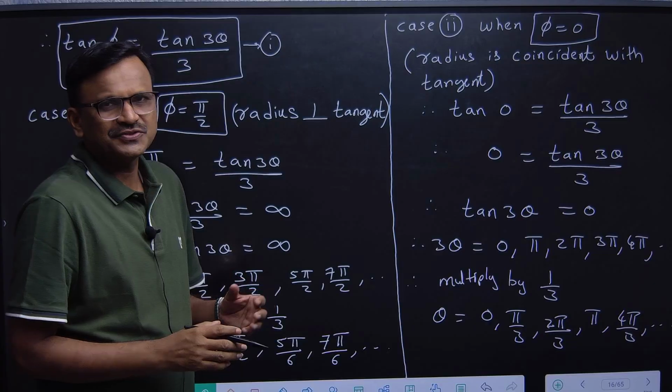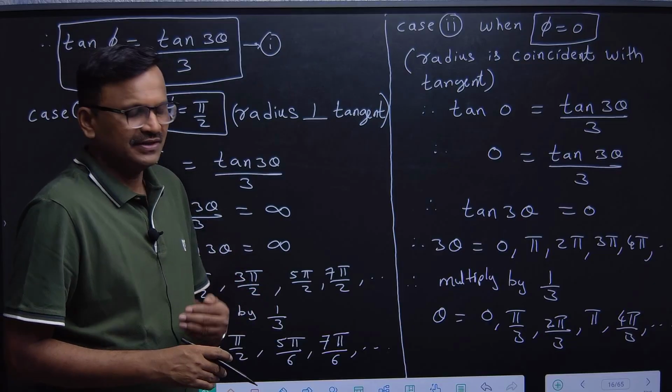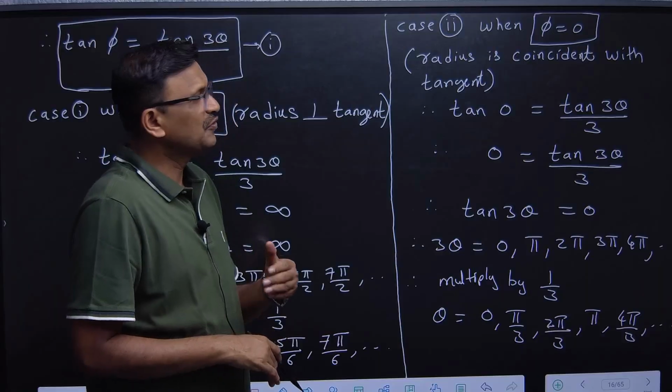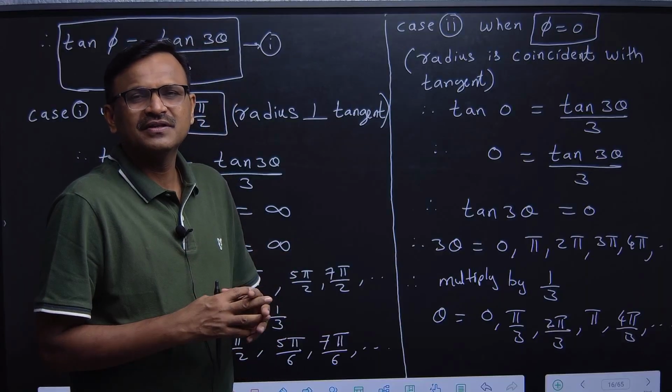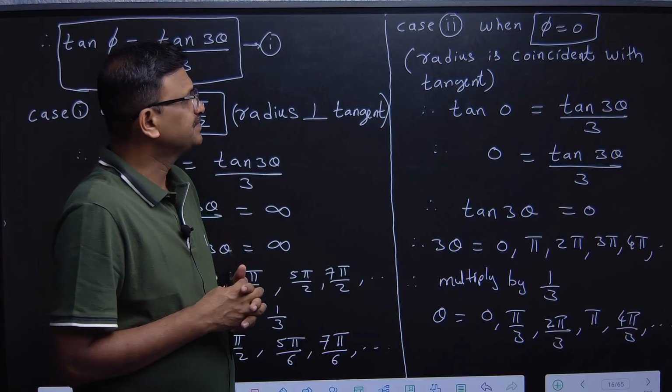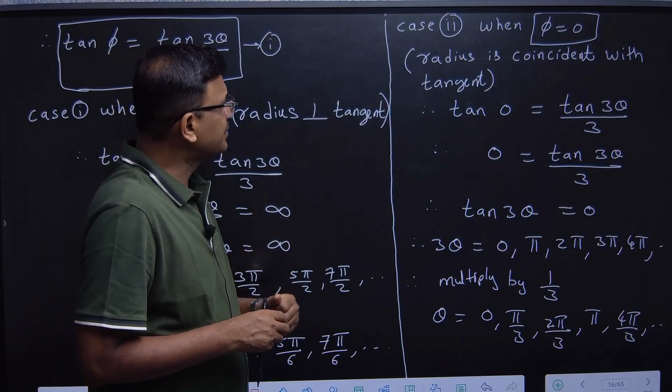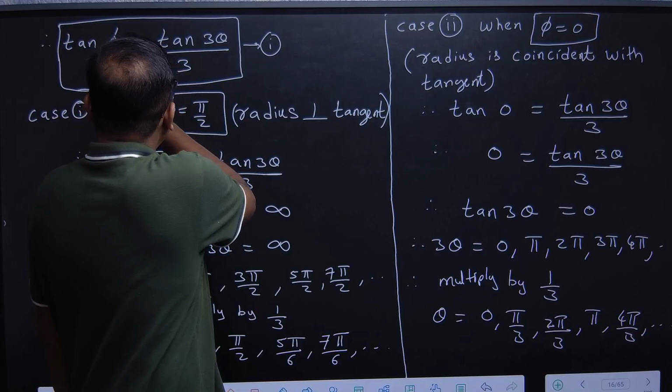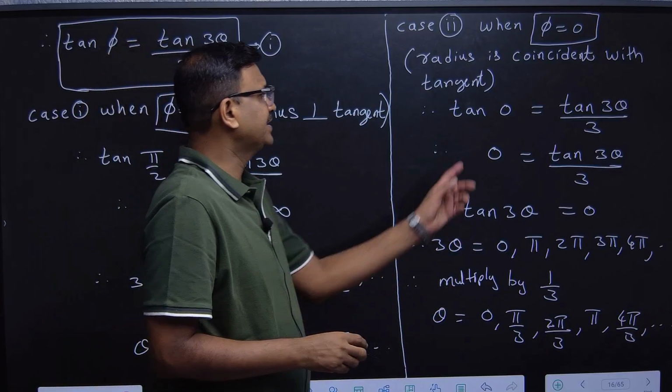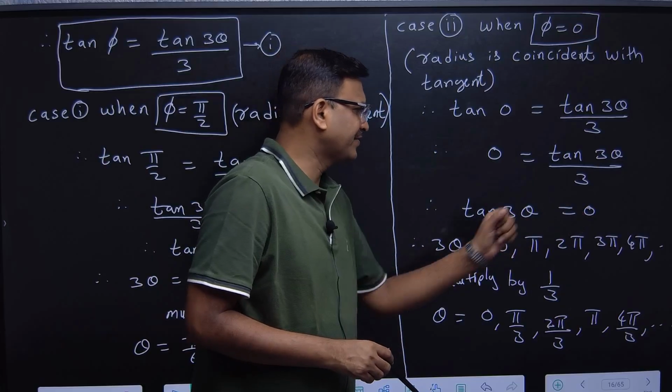When phi is 0, phi 0 means the radius is coincident with the tangent. Radius and tangent are the same line. We want to find the values of theta where the radius becomes coincident with the tangent. So for that we put phi 0 in this equation. We will get tan of 0 is tan 3 theta upon 3. Tan 0 is 0. Tan 3 theta we get as 0.